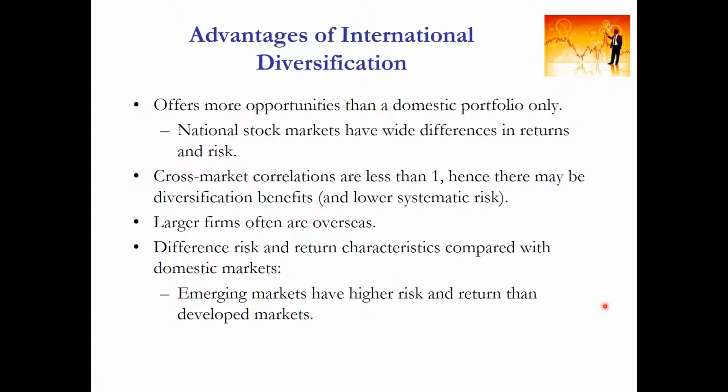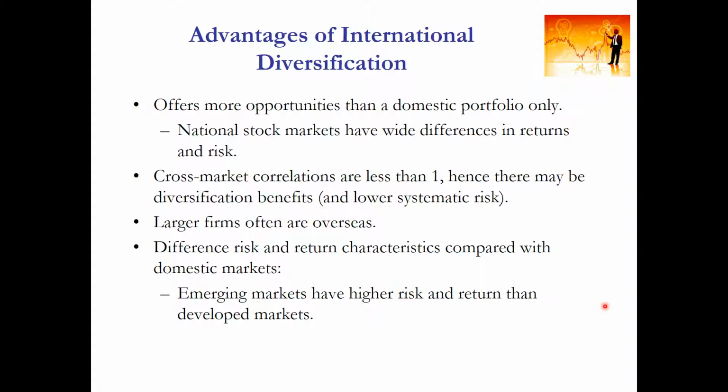Cross market correlations are almost always less than one. So because we have less than perfectly correlated markets, it means that when we internationally diversify, we can achieve benefits by lowering the overall level of risk within our portfolio. It means that the level of risk of an internationally diversified portfolio tends to be lower than that of a domestic diversified portfolio. Another reason is some large firms are often overseas.